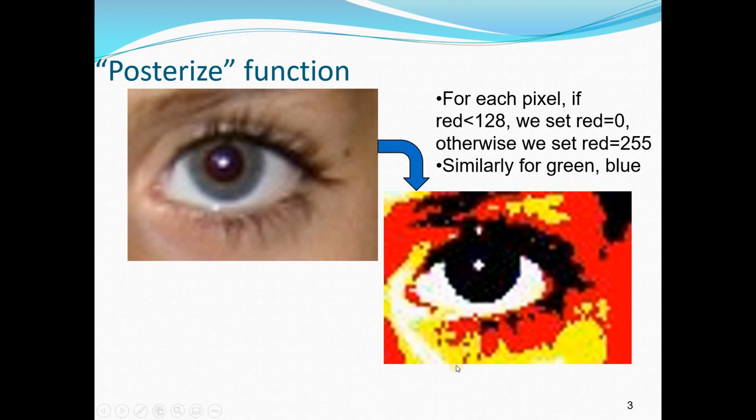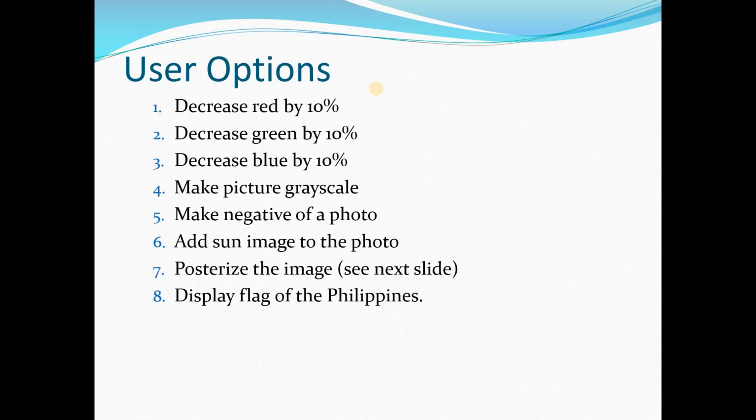So you have to do this. It will make the picture posterized. So this is your project. These are the 8 options you have to do. Every option has a separate mark, and remember, if you are not doing some of them, you will lose marks.